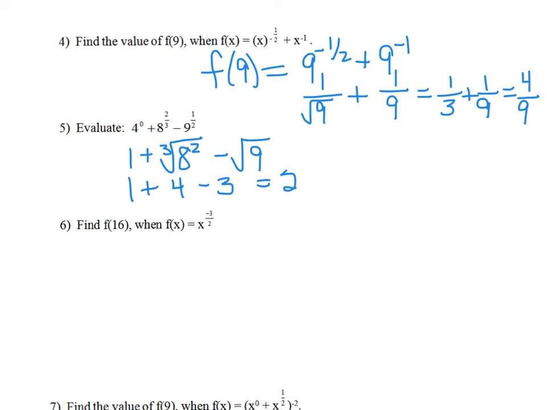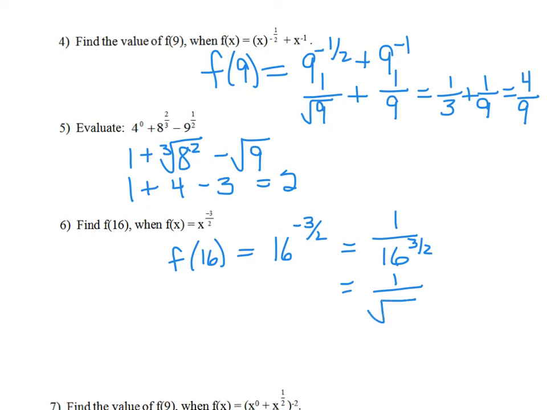For number 6, again we have function notation. So f of 16 is what we want to find. Here's our expression for f of x. So let's replace the x with a 16. So I've now got 16 to the negative 3/2. I, of course, want to evaluate this, so I'm going to say negative exponent means take the reciprocal of the base. So 1 over 16 to the 3/2 power. So that's giving me 1 over the square root of 16, and that's, of course, because I've got a 2 in the denominator of my exponent.